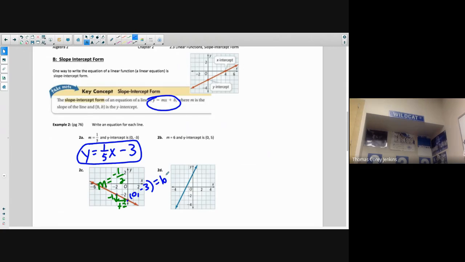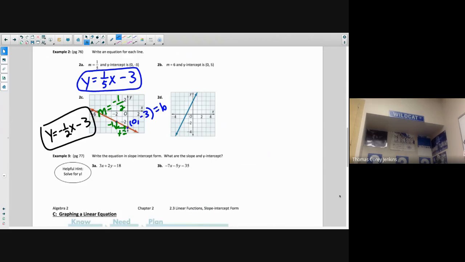All right, so now that I know that, I know m and I know b. So now I just sub in. We say y equals -1/2 x minus 3. All right, I'll say 2b and 2d for you to do on your own if you choose. Those are on the filled out notes.